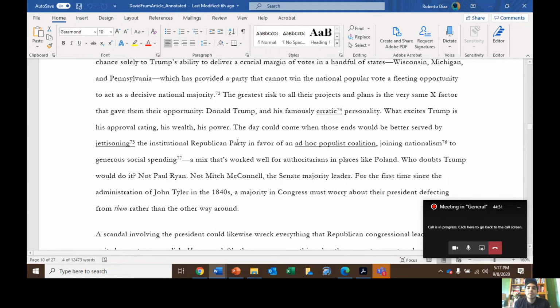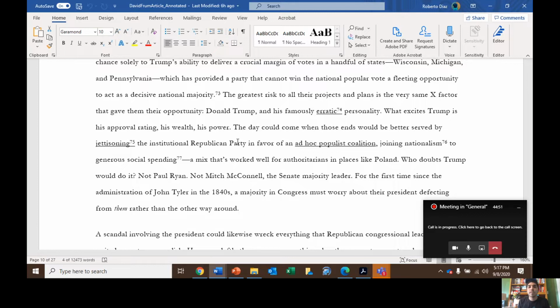The greatest risk to all their protests, projects, and plans is the very same X factor that gave them their opportunity, Donald Trump and his famously erratic personality. So what Frum is trying to get at here is that Trump's erratic personality is an asset to voters. People certainly found Trump very appealing in that respect.